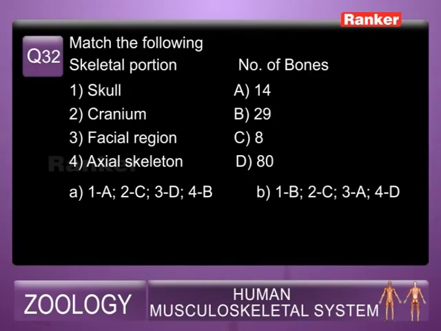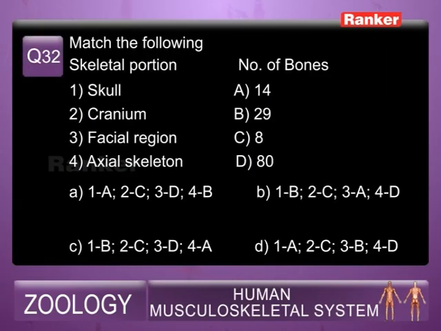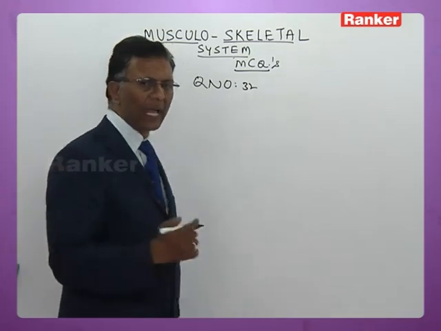Thirty-two is here for you. Match the following. Skeletal portion, table 1, table 2, number of bones. Skull 14, cranium 29, facial region 8, axial skeleton 80. The students will try to find out the answer.